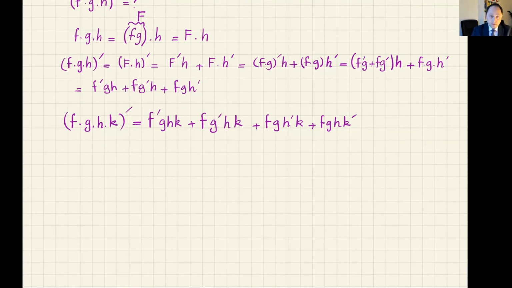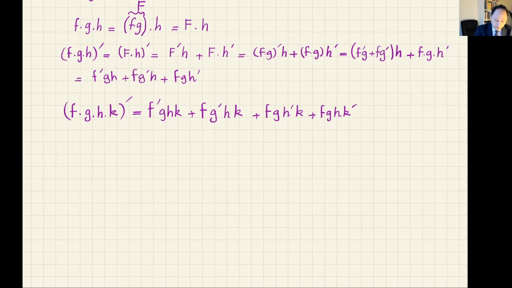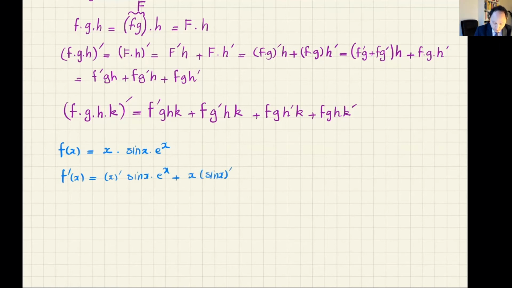Okay, any questions? Let me just give you one example. So let me just give you that example that I started with. So assume that I have x times sine x times e to power x. If I want to differentiate it, it becomes the derivative of the first one multiplied by the second and the third one, plus the first one multiplied by the derivative of the second one, and then the third one, and finally the first and the second multiplied by the derivative of the third one.